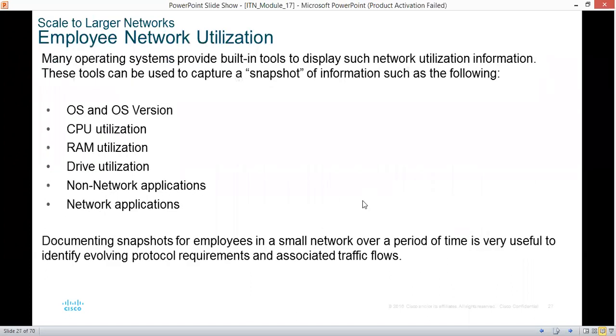Employee network utilization. Many operating systems provide built-in tools to display such network utilization information. These tools can be used to capture a snapshot of information such as the following: OS and OS version, the type of OS used, CPU utilization. Of course, if you use Task Manager, you can check that. RAM utilization, drive utilization, non-network applications, network applications. Documenting snapshots for employees in a small network over a period of time is very useful to identify evolving protocol requirements and associated traffic flows.